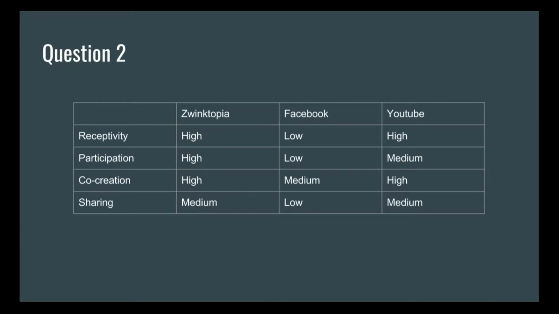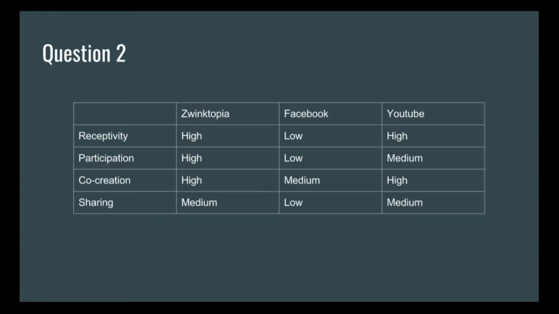Okay, so the receptivity on Zwingtopia would be high, and participation and co-creation would also be high. Sharing would only be medium just because it would be hard to share outside of the Zwingtopia website. Facebook, the receptivity would be low, participation would be low, co-creation would be medium because it is the customers interacting on the Facebook page, and sharing would be low.